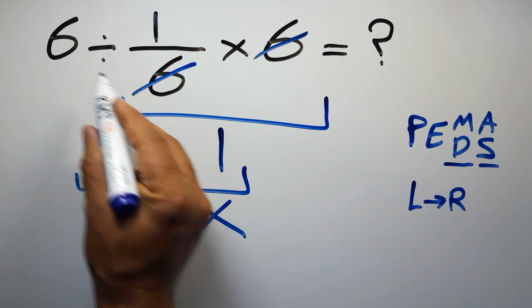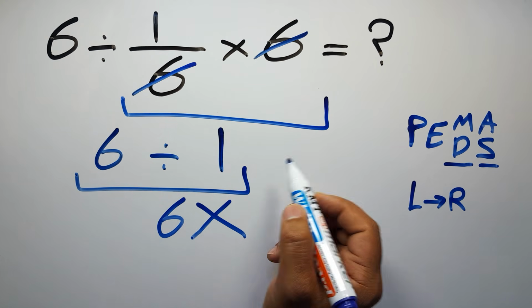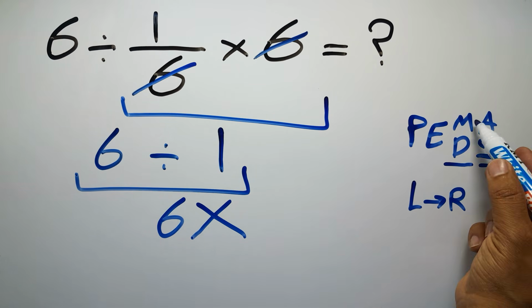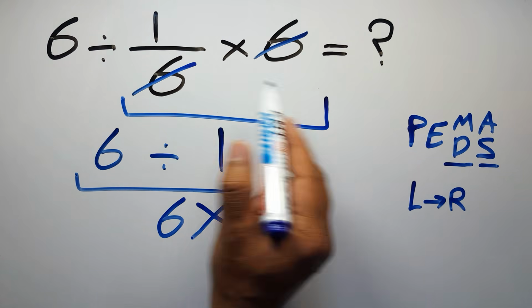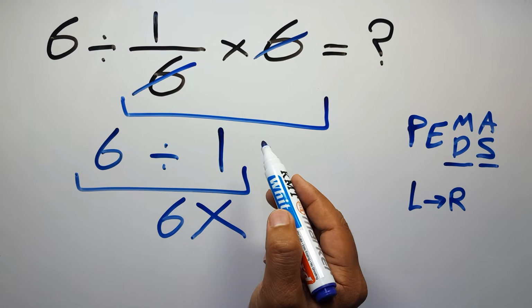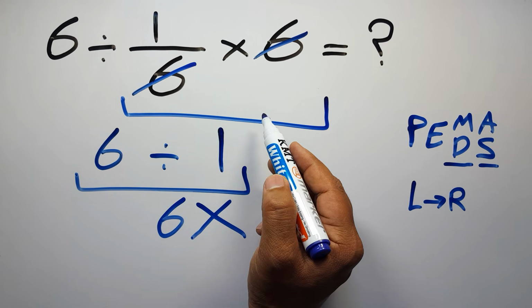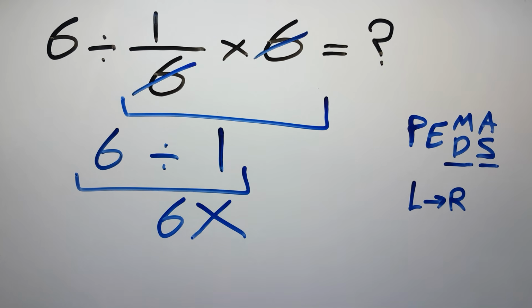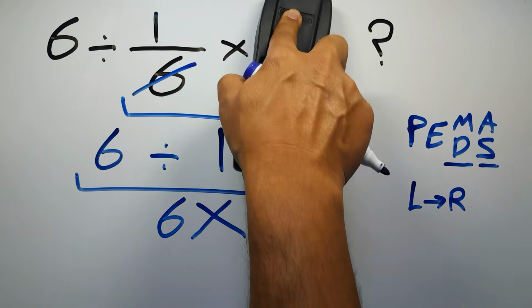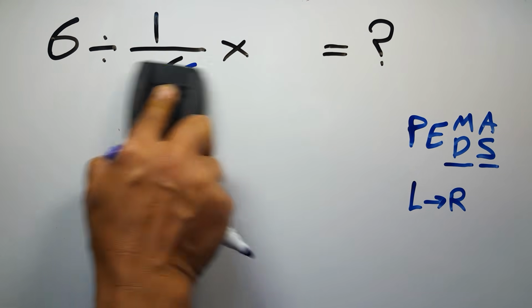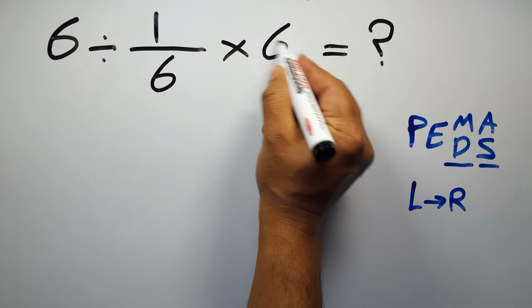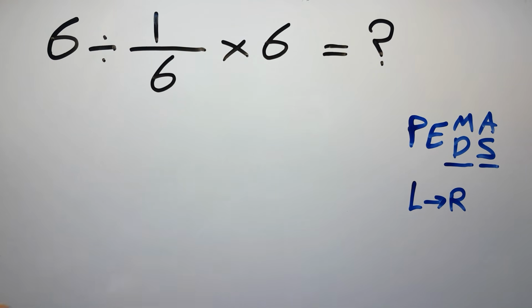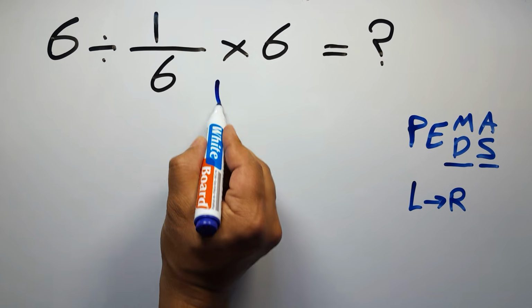In this expression, we have one division and one multiplication. According to PEMDAS, as I said, multiplication and division have equal priority and we have to work from left to right. So here, first we have to do this division, then this multiplication. If we do this multiplication before this division, it is wrong. So first we have to do this division.